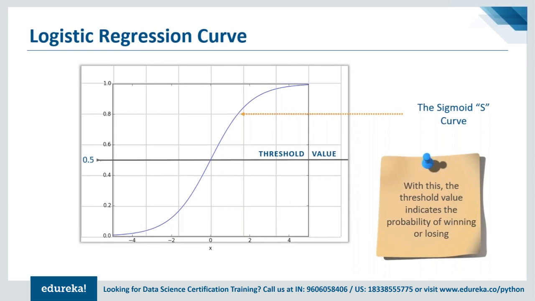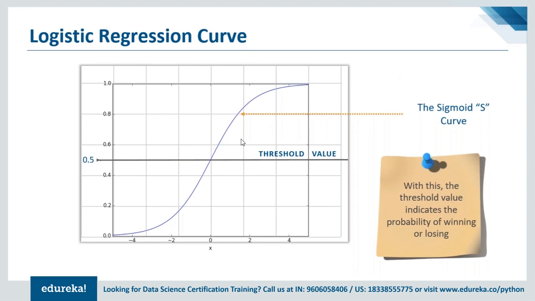Saying this, here we will have to see what the threshold value is. In this case, 0.5, between 0 and 1, is your threshold value. Any value above 0.5 and less than 1 has to be put at 1, and anything between 0 and 0.5 has to be downgraded to 0, so that the output or the prediction out of this can be binary in nature. With this, the threshold value indicates the probability of winning or losing.